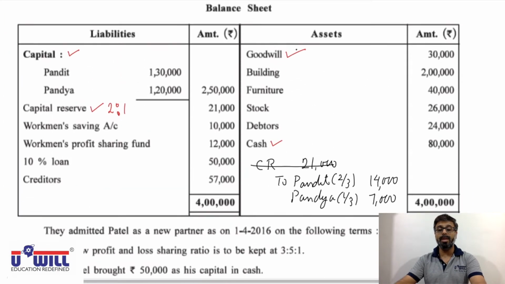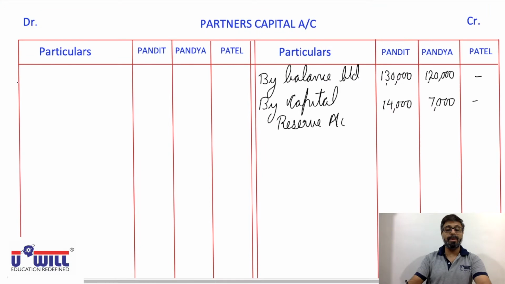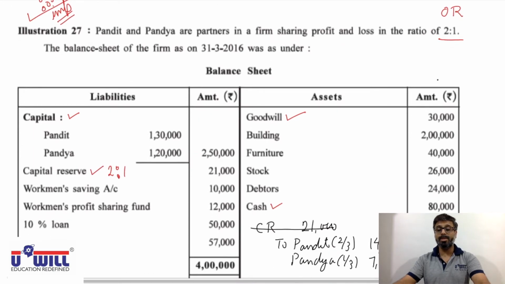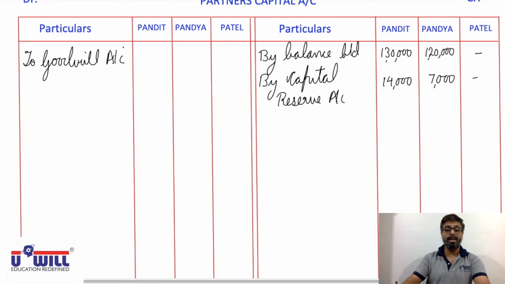Exactly the same way with goodwill. You studied in the summary that first, for old goodwill, the entry is old partners capital account debit to goodwill account. So in partners capital account, old partners capital account debit means we'll write on the debit side to goodwill account, and the amount is 30,000. We'll distribute it in the old ratio 2:1. So 30,000 into 2 by 3 is 20,000, and 30,000 into 1 by 3 is 10,000.